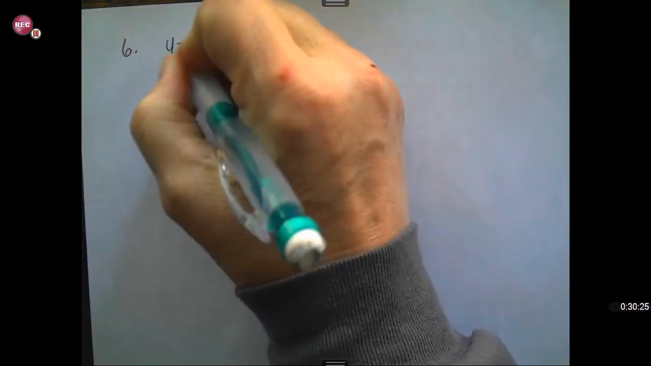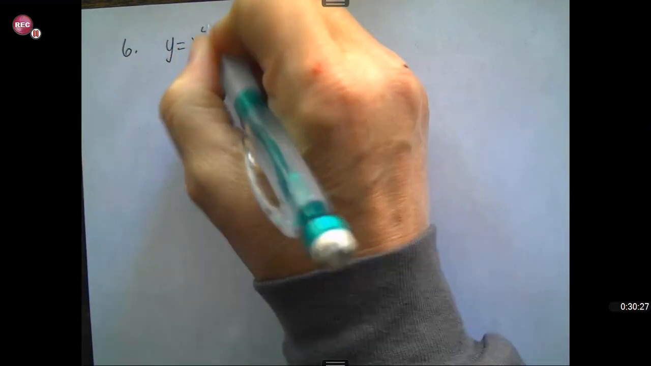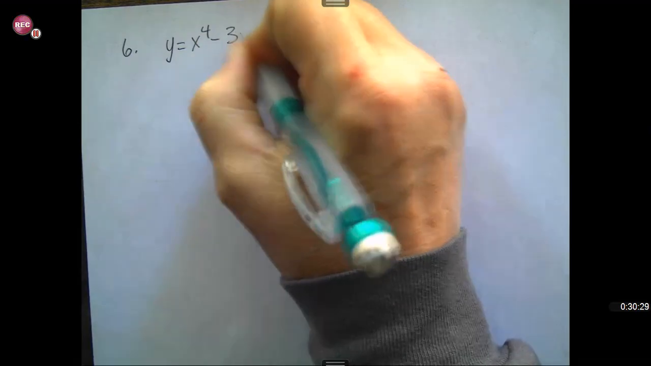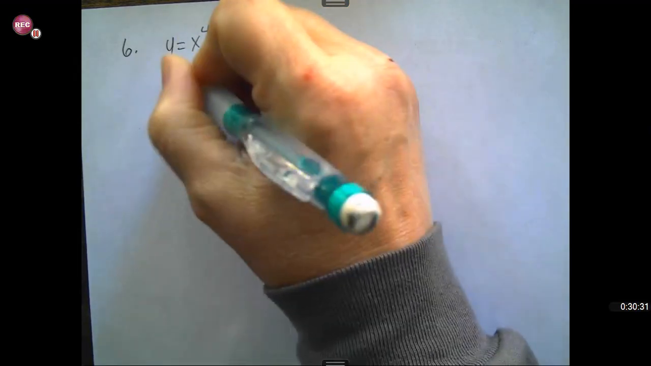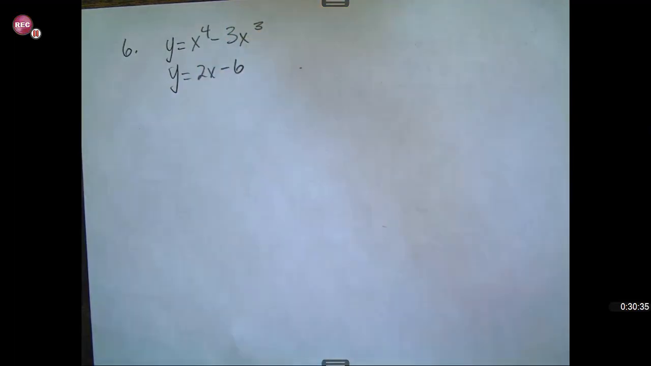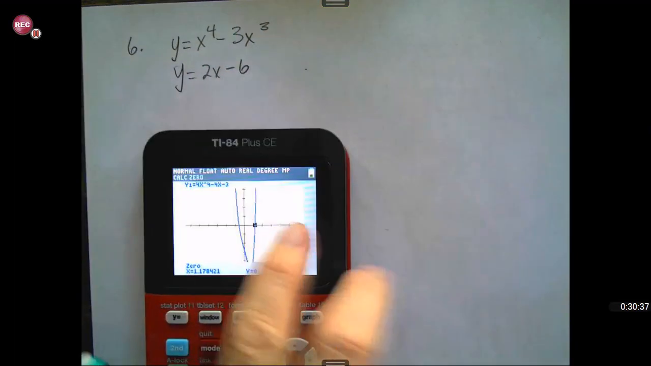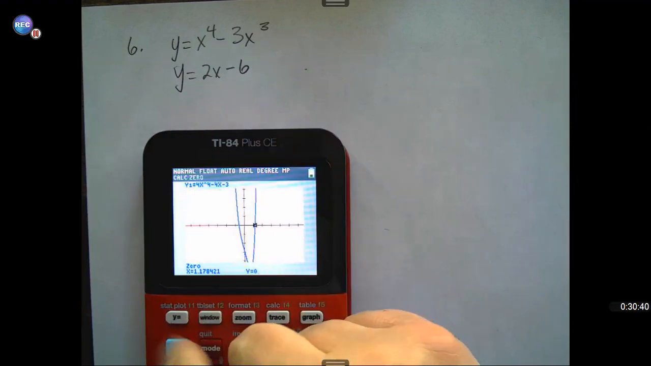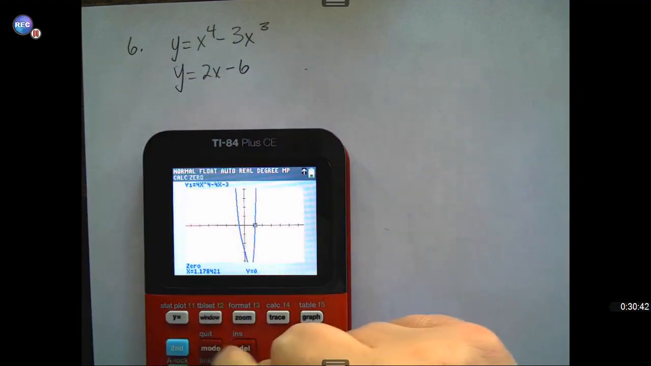Number 6 says determine where the graphs of the two functions intersect or are tangent. And we have y equals x to the fourth minus 3x to the third, and y equals 2x minus 6. I don't know that I've shown you how to do this on the calculator. I think we did with lines, but not with this.